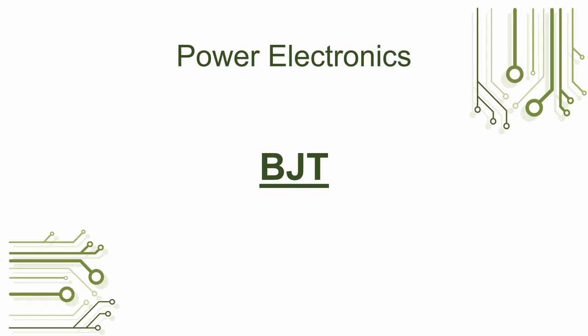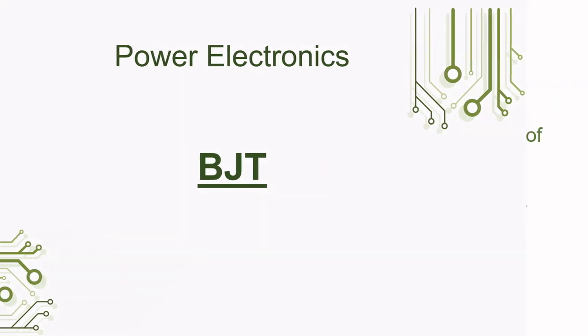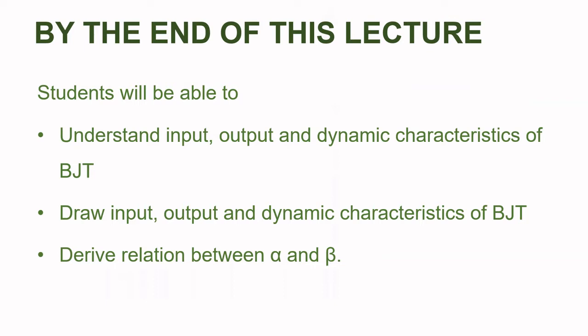In this video, we will be discussing the bipolar junction transistor, that is BJT. By the end of this lecture, students will be able to understand the input, output and dynamic characteristics of BJT, draw input, output and dynamic characteristics of BJT, and derive the relation between alpha and beta of the BJT.